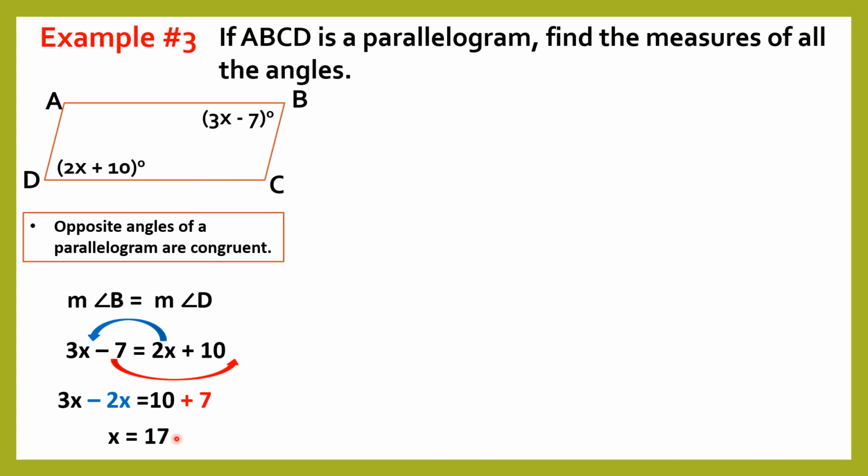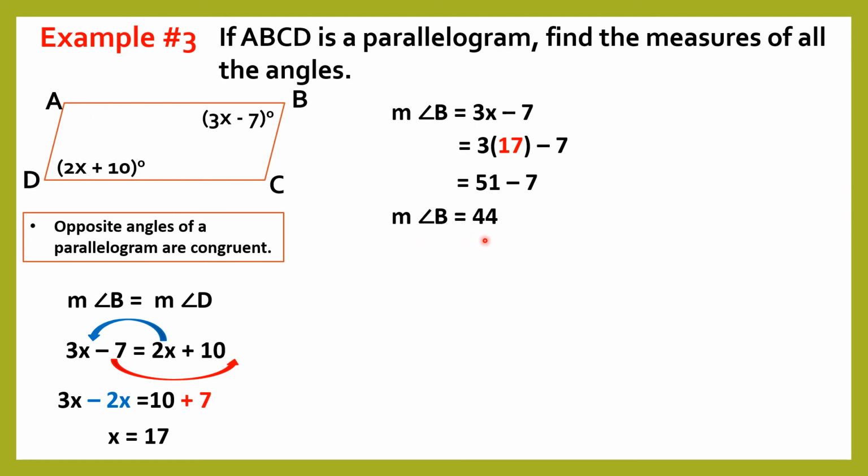So, we now have the value of x. We can now solve for angle B and angle D. You can choose either one. So, I'm going to use the measure of angle B, which is 3x minus 7. Substitution, for x, we substitute 17. So, we will have 3 times 17 minus 7. Multiply the 3 and 17. That is 51. You just copy minus 7. Then, subtract. The measure of angle B is equal to 44. Or, we can say, angle B is equal to 44 degrees.